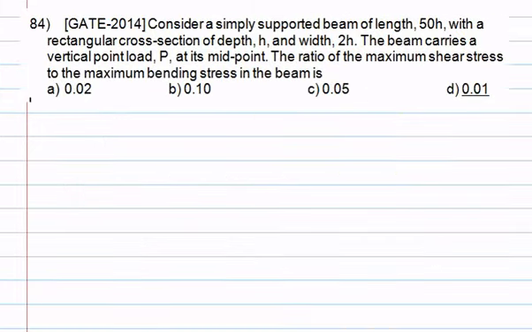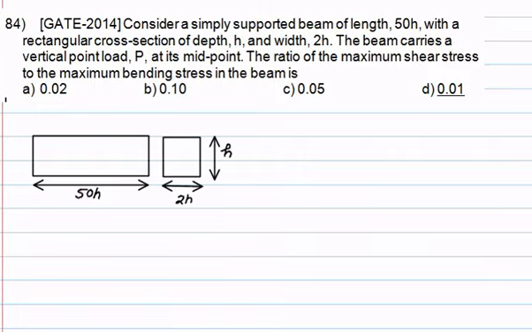The beam is simply supported, so first of all you have to find out the SF diagram, then the BM diagram, then the maximum shear force, then the maximum bending stress. Then, since a rectangular section is given, you can calculate tau average, then tau max. And for bending stress, you have to go for the formula sigma equals M into Y by I.